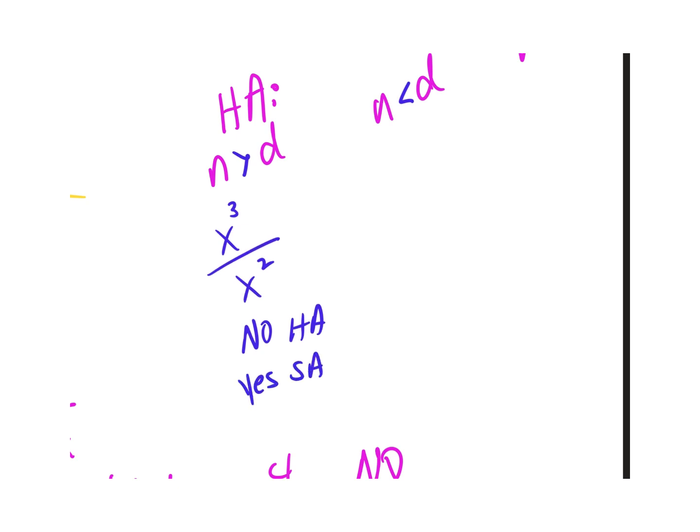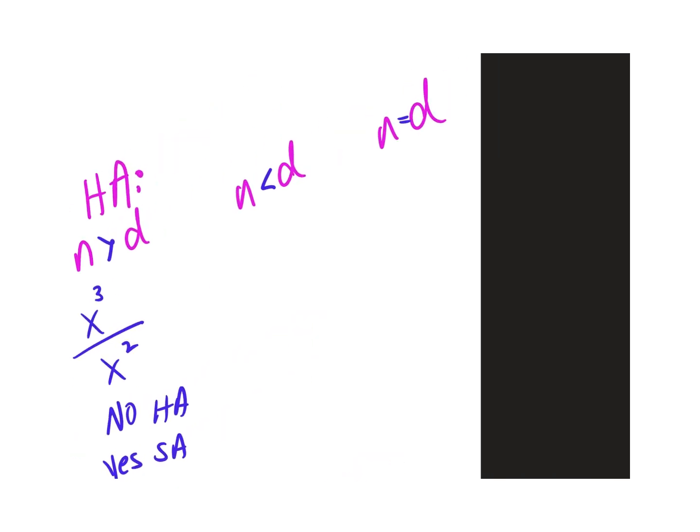Think about that, because with slant asymptote, you use long division. How many times can x squared go into x to the third? 1x times. Okay, so that's the only time when you have no horizontal, you will have a slant. It's when the numerator degree is bigger. In a case where it's less, this would be like x over x squared. 1 is less than 2, so y equals 0.